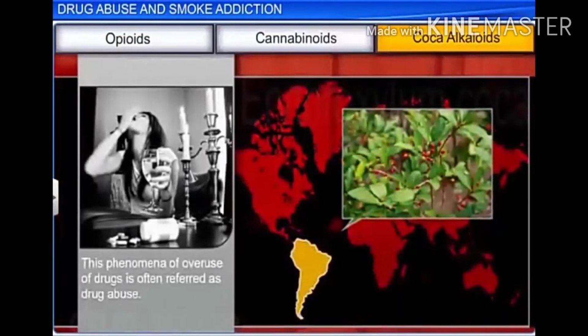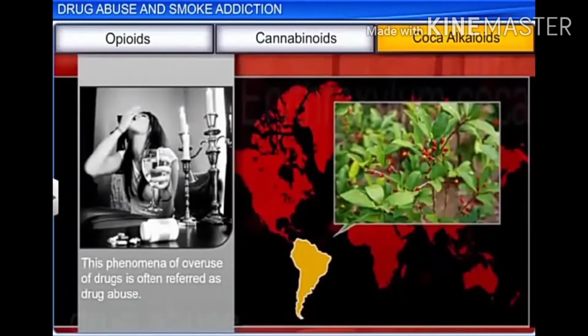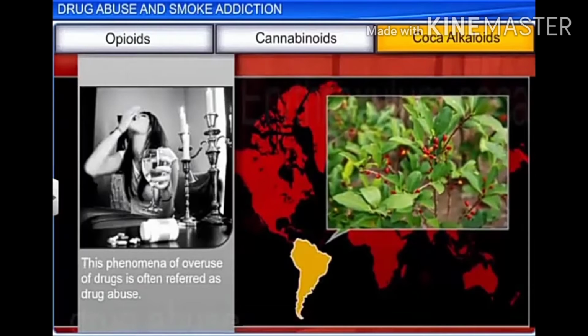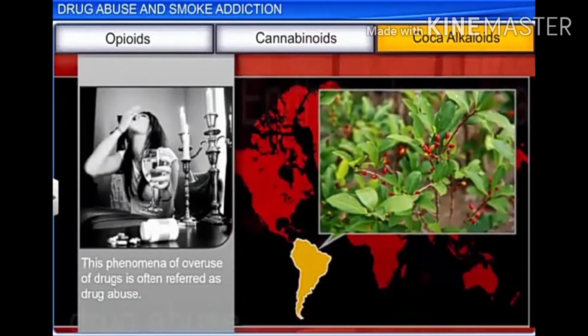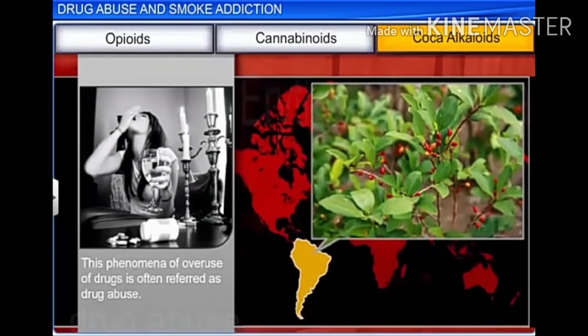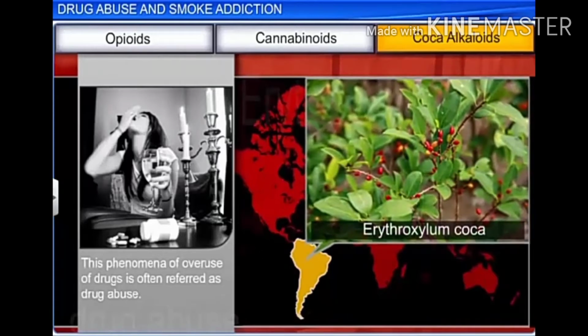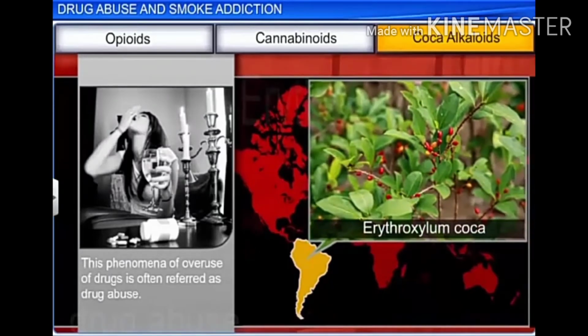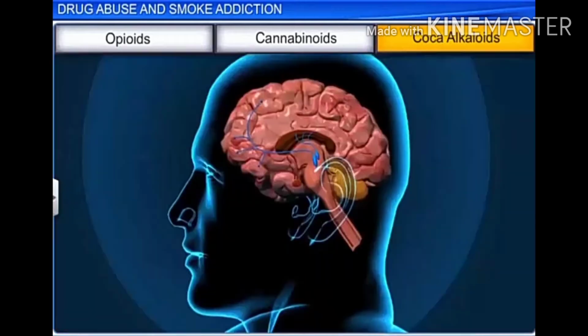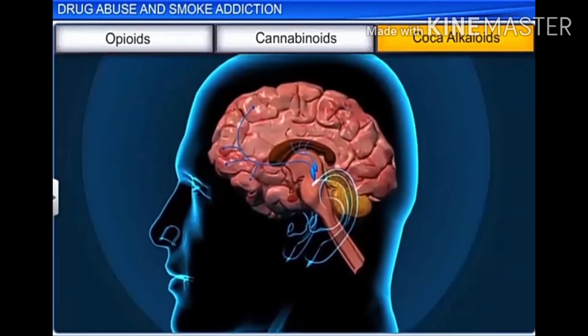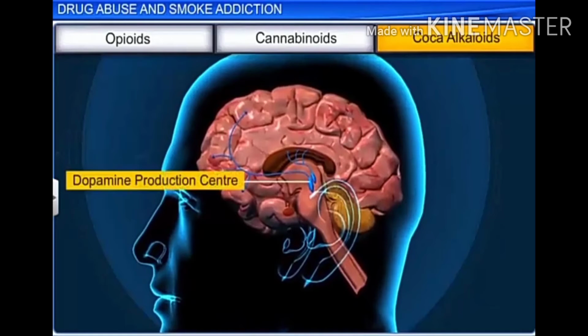Coca alkaloids are better known as cocaine, coke, or crack. They are obtained from the coca plant Erythroxylum coca, which is a native plant of South America. They interfere with the transport of a neurotransmitter called dopamine.